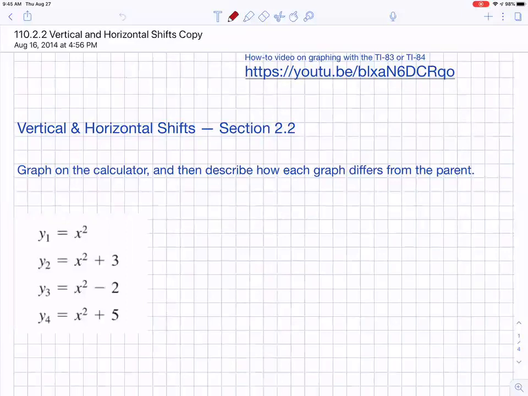All right, so the very first thing that it says here is let's graph on the calculator. So you've got 4 graphs. The first one is the parent. Now remember, you had to memorize the shape of the parent, so you should already know what the first one looks like. You're gonna graph the parent in Y1 and then graph the other 3 as well, all on the same screen.